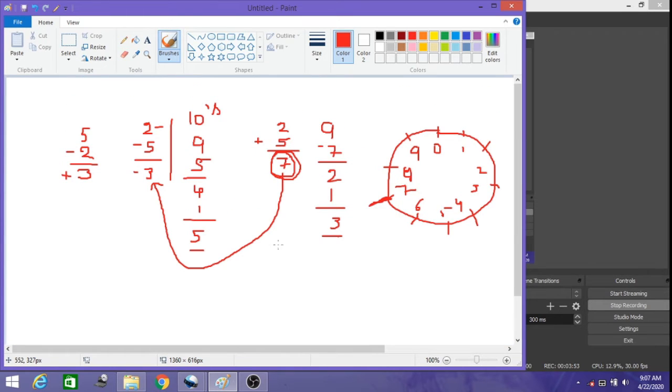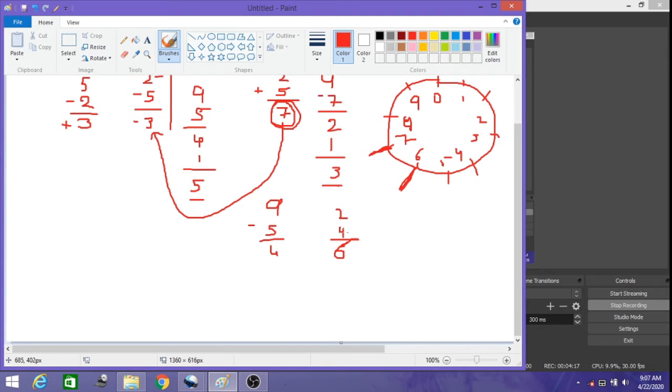That means 9 minus 5 will get 4. Now let us add this 2 plus 4, we will get 6. So for 10's complement we will get the result as 7, and for 9's complement we will get the result as 6. So we will get one value less with 9's complement. So it means here we need to take one extra step in case of 9's complement. That is what it means.